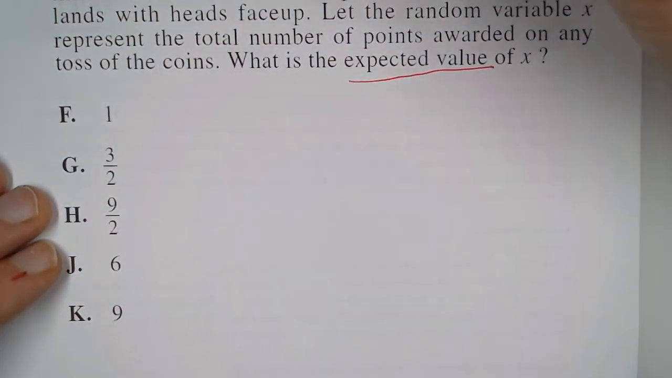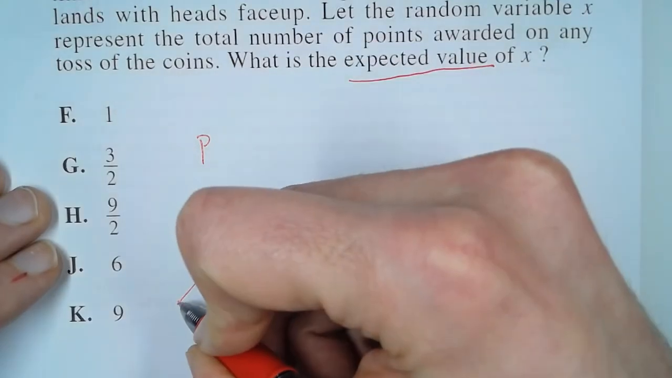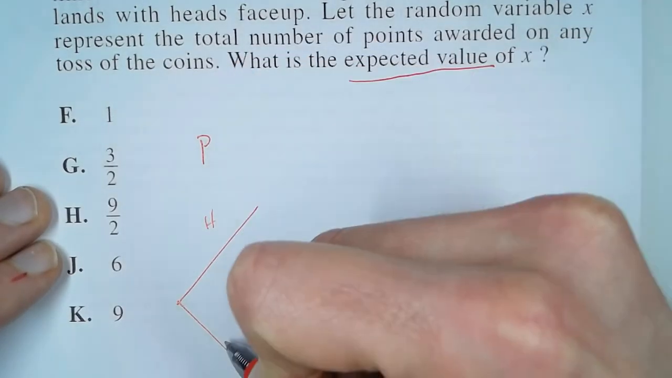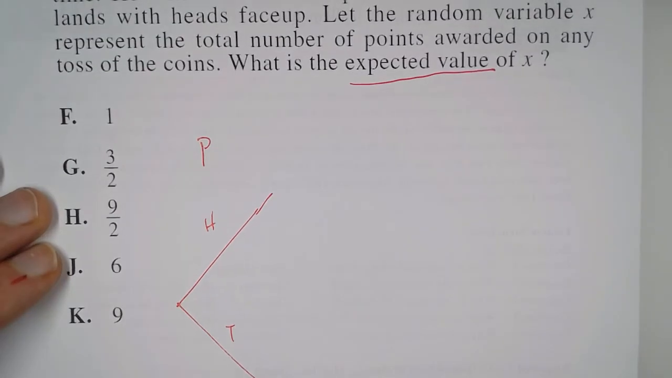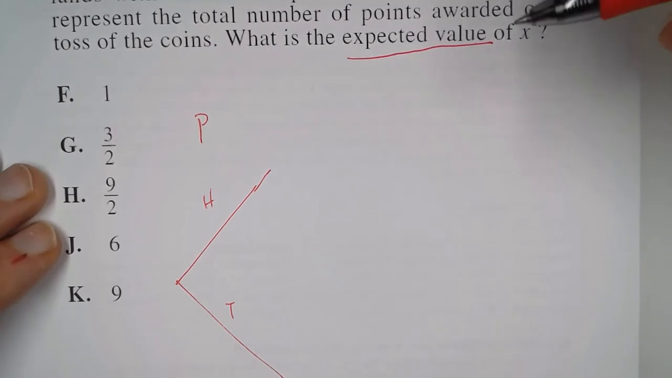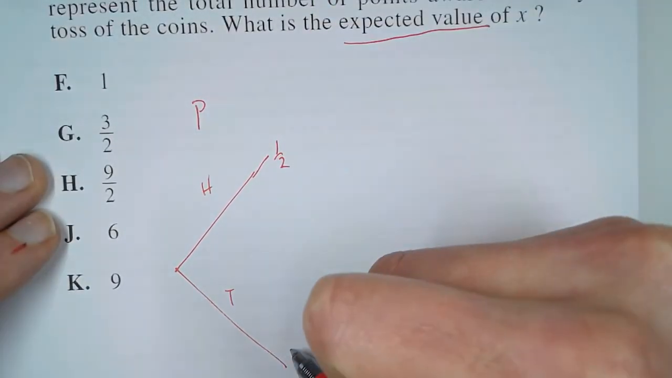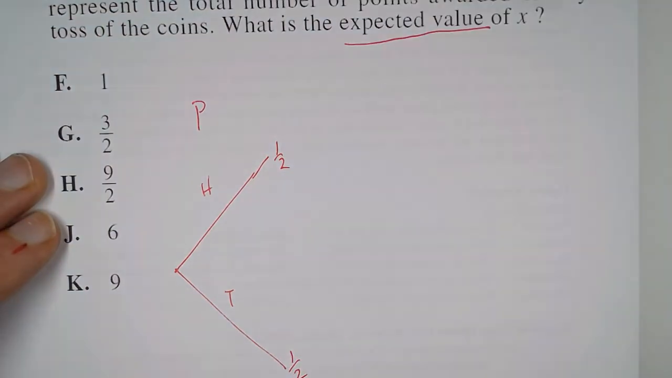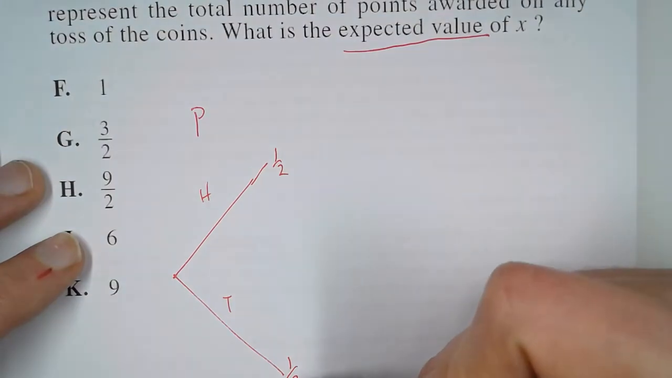So first we're going to say the penny. Now, the penny can do one of two things. It can land either heads or tails. Now, we're going to assume that these are fair coins because they don't tell us otherwise, which means it's going to land heads half the time. It's going to land tails half the time. So here are half our outcomes, and here is half of our outcomes.